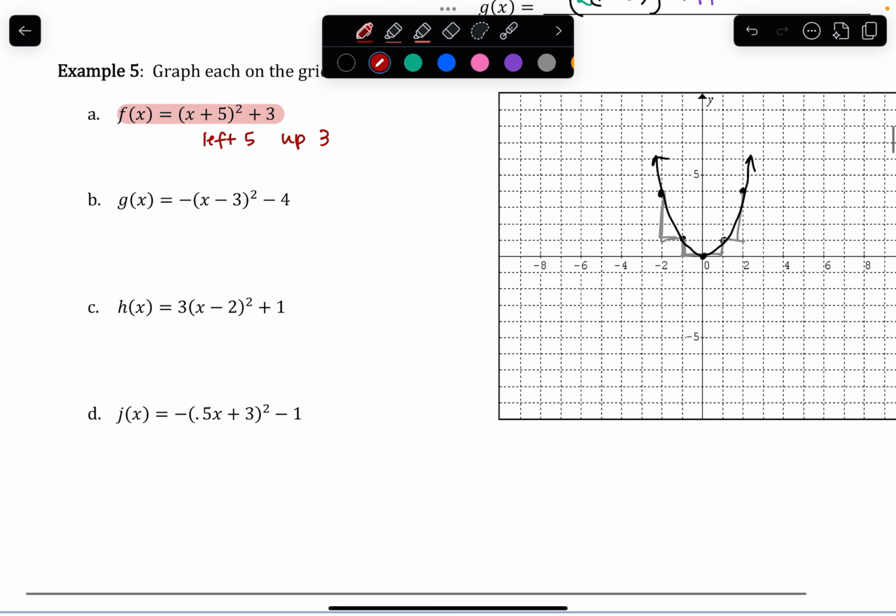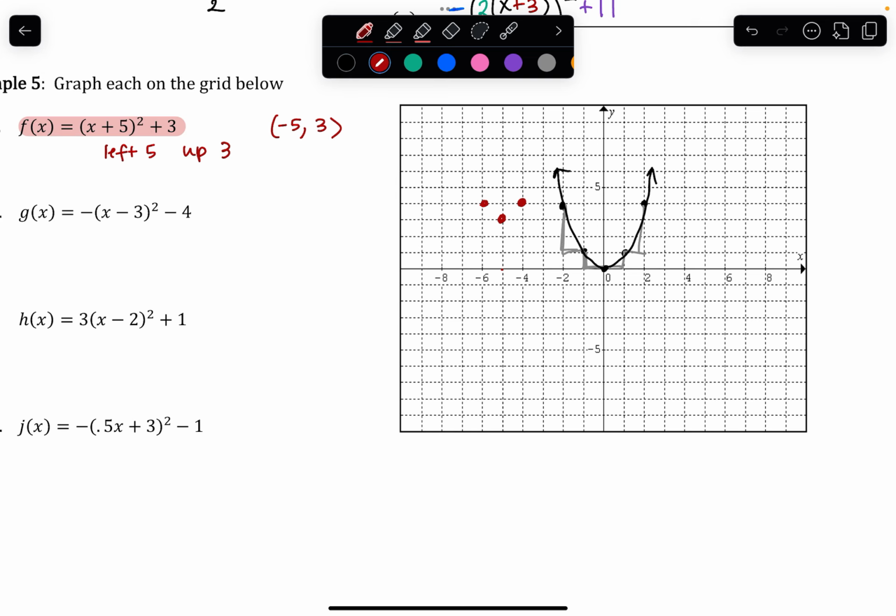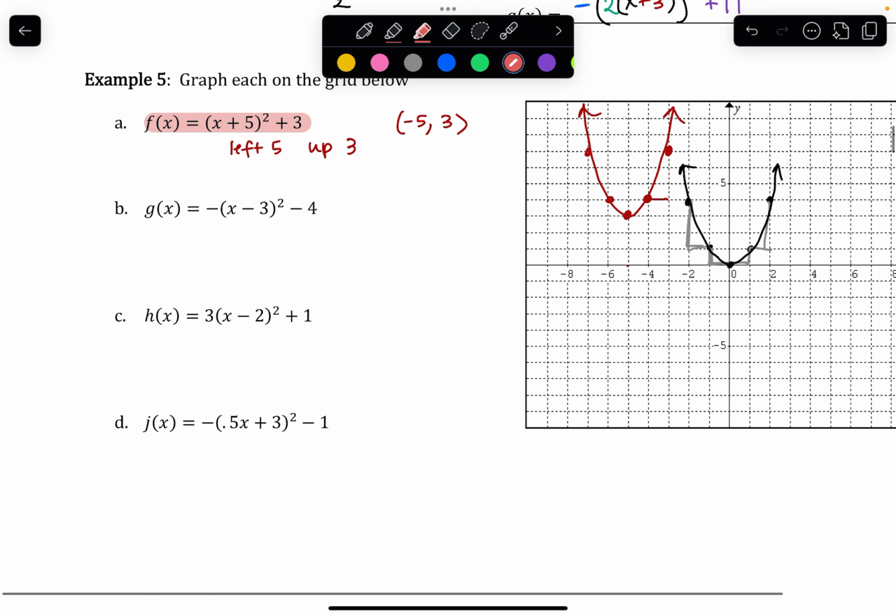Okay, and so left 5, up 3 means the vertex is now at (-5, 3). So (-5, 3), there's the new vertex. But the pattern of the points should still be the same. I should have 1 on each side, up 1 over 1. And then if you want the third point, go over 1, up 3. Over 1, up 3. Okay. And so there's the red function.